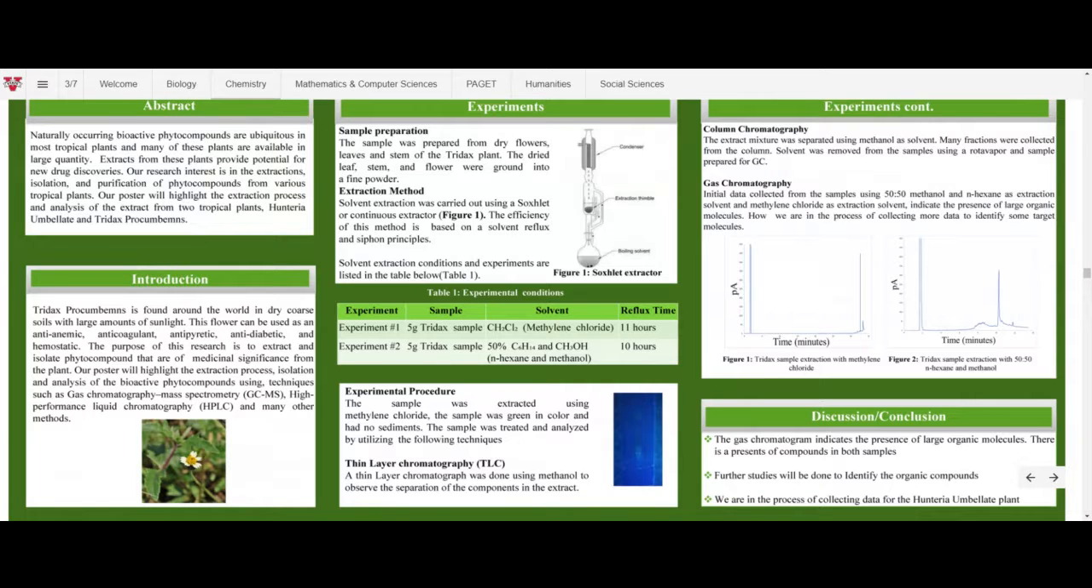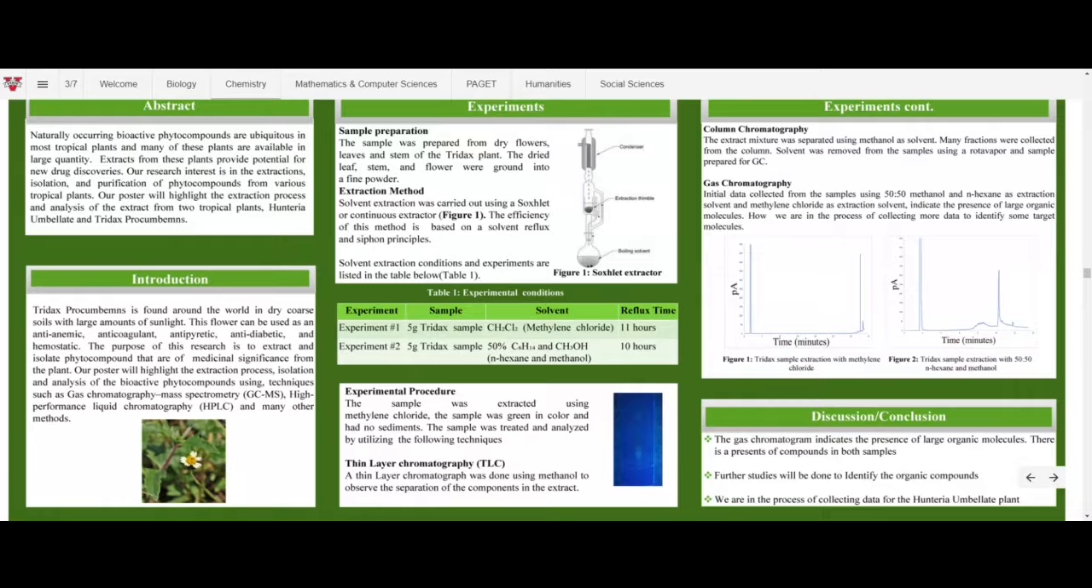After that, we put it in a column chromatography test, and from there, it showed another level of extracting, and that basically showed if the solution and the plant separated. And then after we did those trials, we placed it in a gas chromatography machine where, as you can see, figure 1 is the methylene chloride solution in the Tridax plant, while figure 2 is the 50-50 normal hexane and methanol solution.